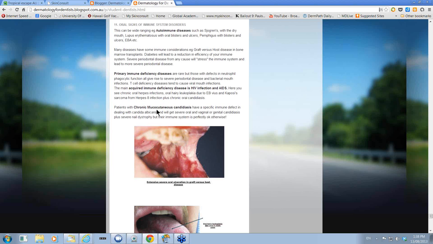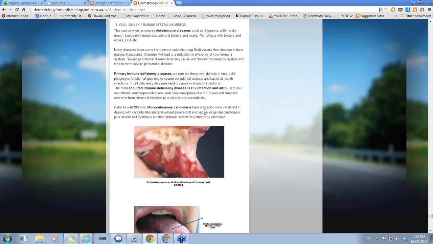And then lastly, there's the condition of chronic mucocutaneous candidiasis. Now, this usually presents in children. Some cases are autosomal recessive. Others don't have any genetic predisposition, and they just have a specific defect in dealing with Candida albicans. Their immune systems will work in dealing with other infections, but not with Candida albicans. So they'll present with severe oral candidiasis, with plaque-type candidiasis covering the inside of the mouth, with severe angular cheilitis.